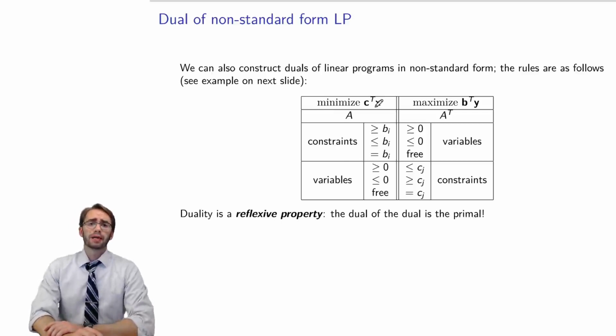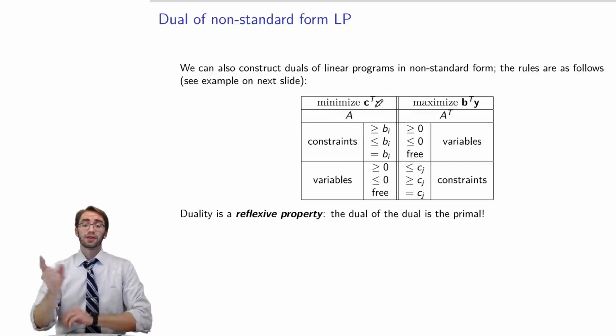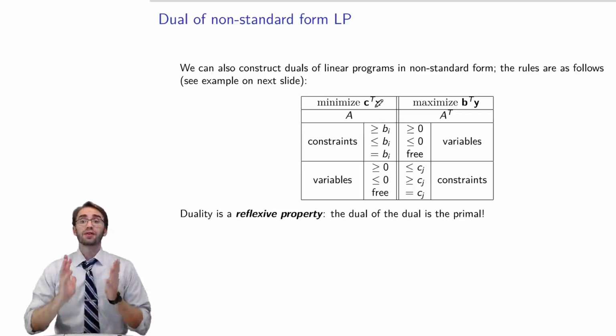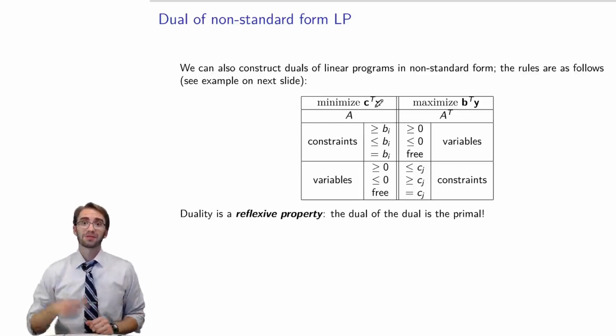I want to point out that duality is a reflexive property, which is to say that the dual of the dual is the primal. So if I take a linear program and I take its dual, and then I take the dual of that again, I get the primal. I recover the original problem. So it's not like you can keep taking duals of things.